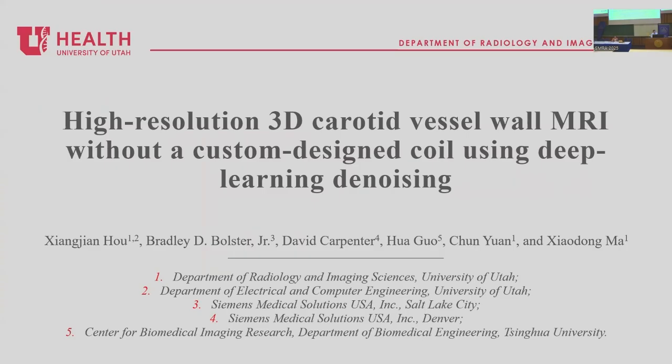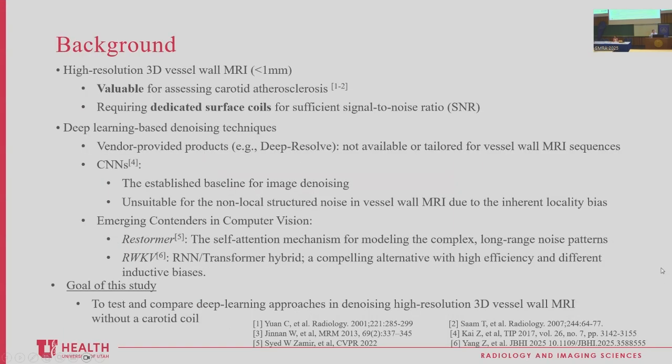Yeah, thank you. Xiangjian Hou cannot come because of visa issues, so I will present this work. A little background: if you want to look at carotids, there's a very good way to get good images with a surface coil. But the problem in the clinical setting is that setting up this coil is sometimes bothersome. So the question is whether we can use these so-called deep learning denoising techniques to regain the signal, and therefore get decent images without the coil.